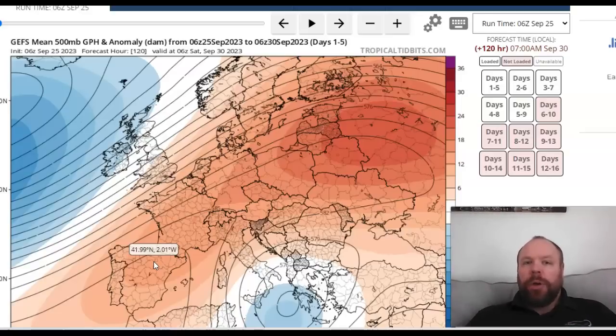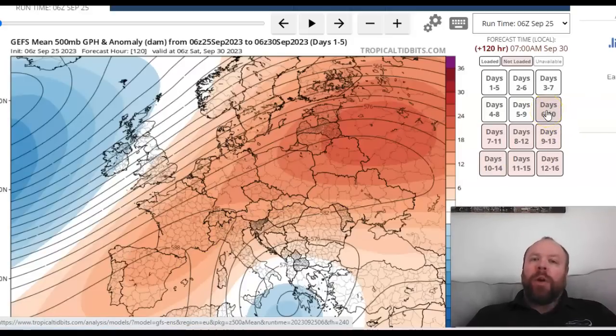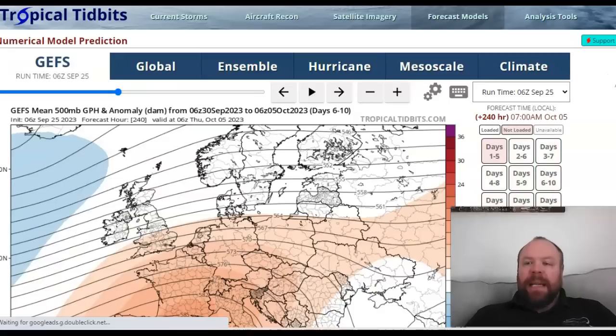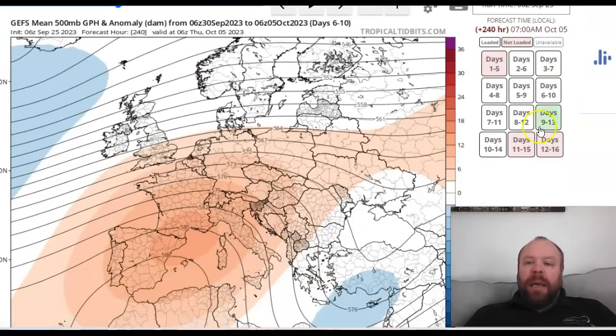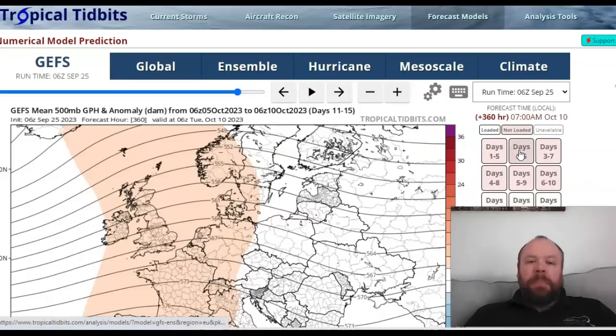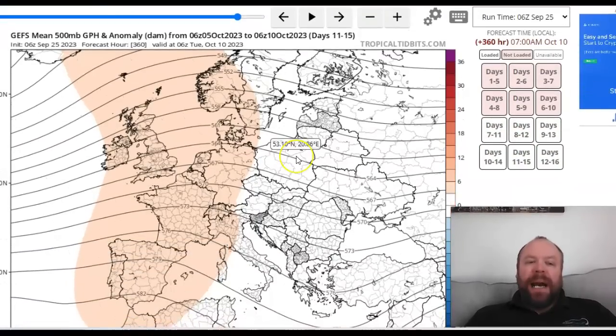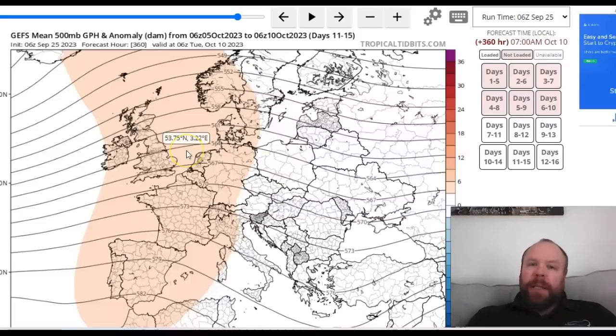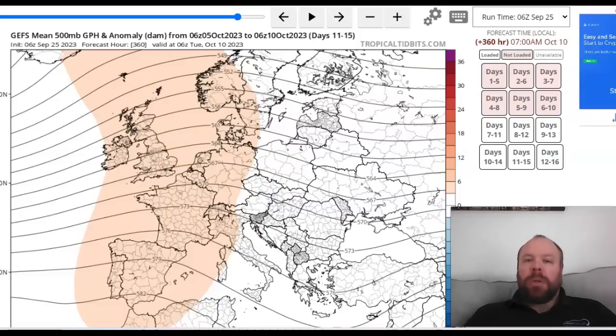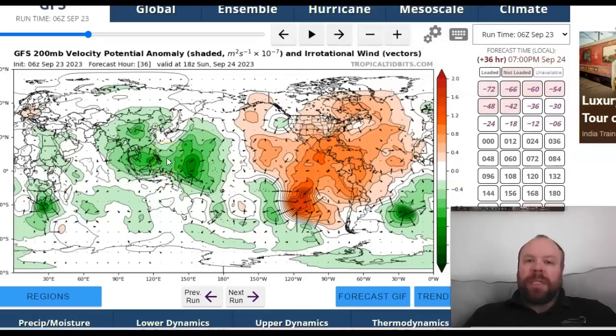That then in turn can lead to higher pressure, that high over Europe, trying to push a little bit further west. And the 6 to 10 day, and then even into the 11 to 15 day, which takes into the first 10 days of October, you can see higher pressure trying to kind of shift further west here. And that could be that direct response to the Madden-Julian oscillation becoming a little bit more active and shifting eastwards into the west portion of the Pacific.